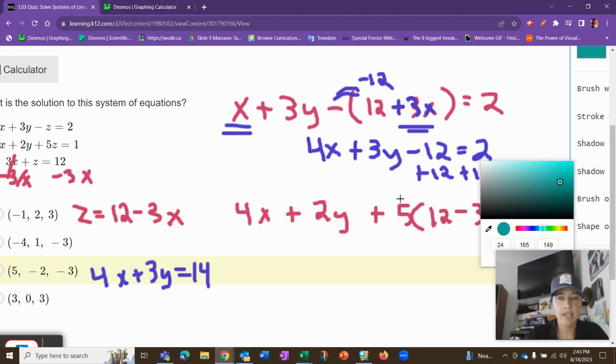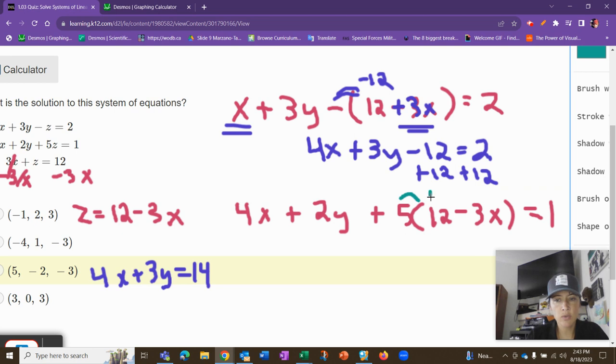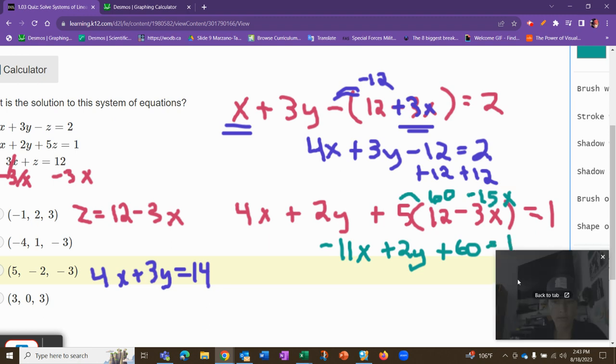So let's do the same thing here. Let's distribute. We'll get 5 times 12, which is 60, and you can use a calculator, and 5 times -3, which is -15x. So I just did a little bit of work right here, and then I'm going to combine. So why signs matter. 4x minus 15x is actually going to be -11x plus 2y plus 60 equal to 1.